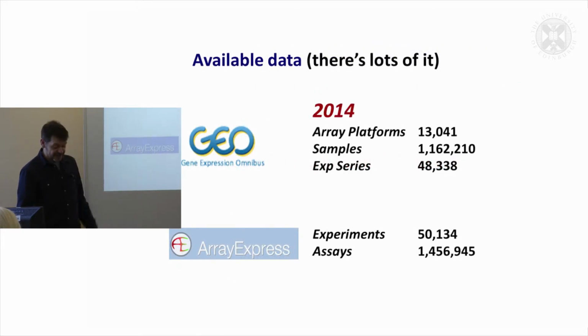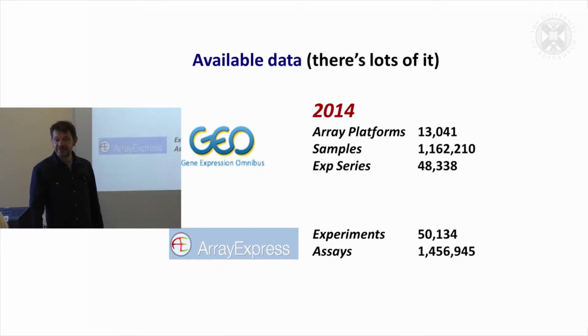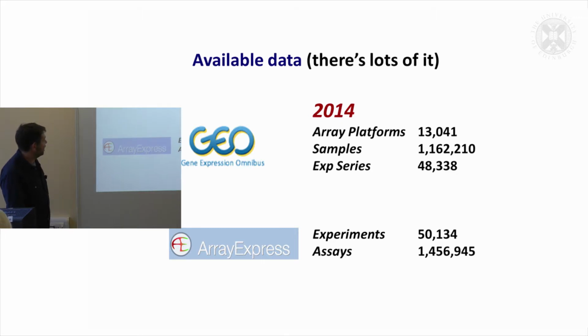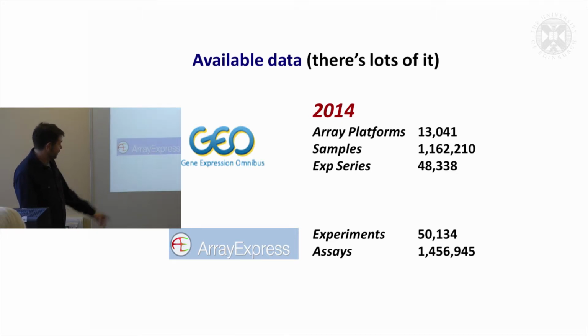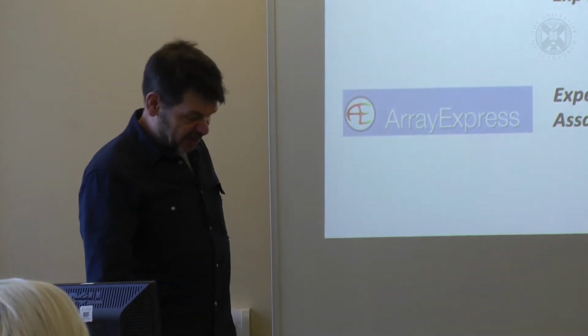Now, I think the thing to say is that there is tons of this data around. This was a snapshot taken in 2014 of the two main expression databases: GEO, the Gene Expression Omnibus, the US or NIH data repository, and ArrayExpress, the European equivalent. You can see 1.5 million arrays' worth of data already in the public domain, and that's out of date already.